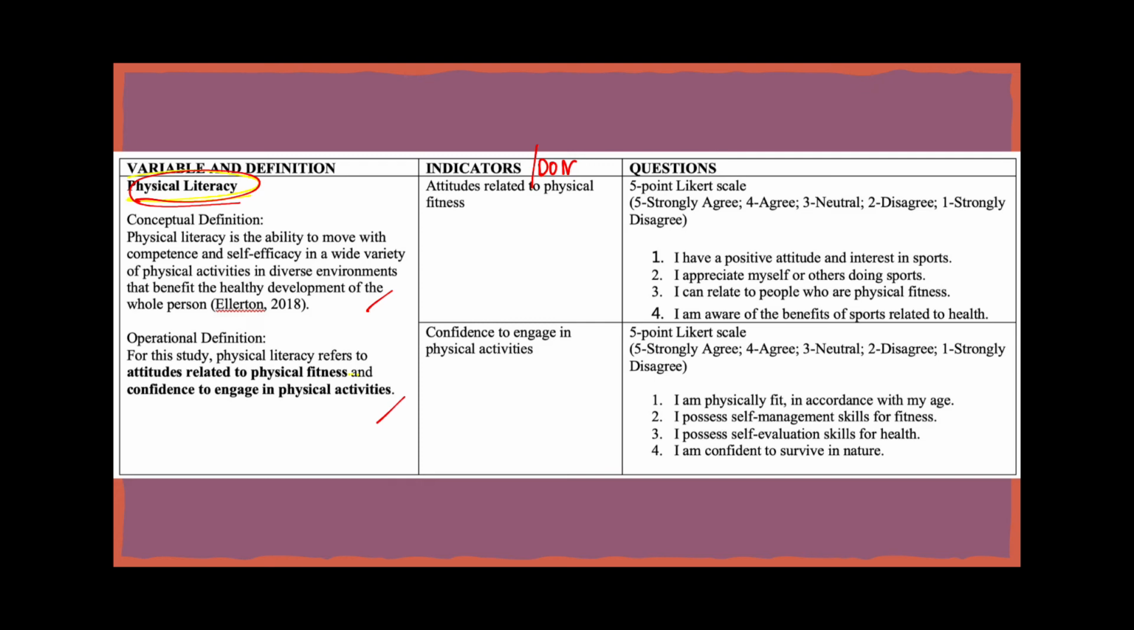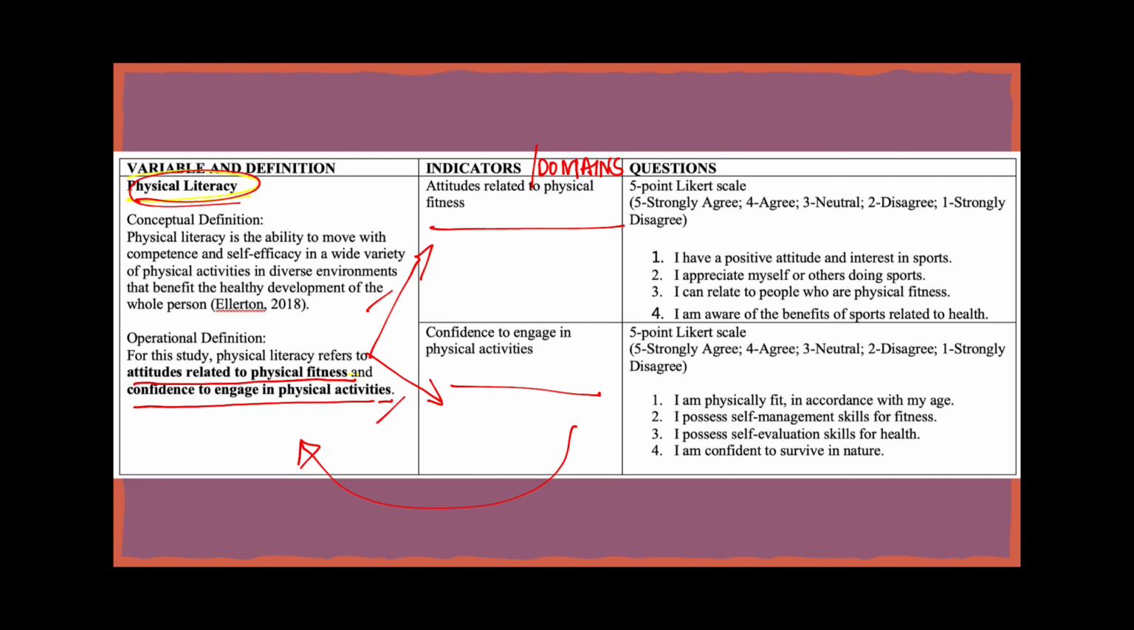So according to the operational definition, physical literacy will refer to attitudes related to physical fitness and confidence to engage in physical activity. So those are the domains: attitudes related to physical fitness and confidence to engage in physical activities. Now, you will have to create questions to be able to measure these two indicators that measure physical literacy.